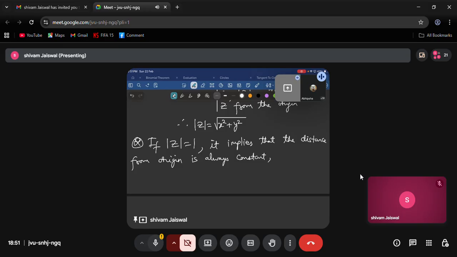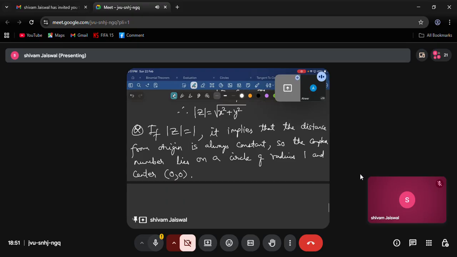So what does it represent, everyone? A circle. Exactly. Unit circle with center as 0, 0. So the complex number lies on a circle of radius 1 and center 0, 0. Okay. Circle is real, but the points lying on it is imaginary.